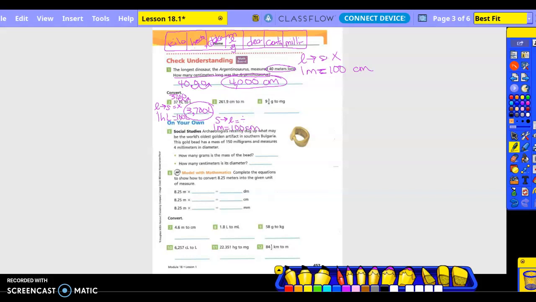Correct? Okay, we said we're going to divide, so I'm going to loop to the left. How many places? 2. So I'm going to go 1, 2, and my new answer is 2.619. And what's my label? Meters.